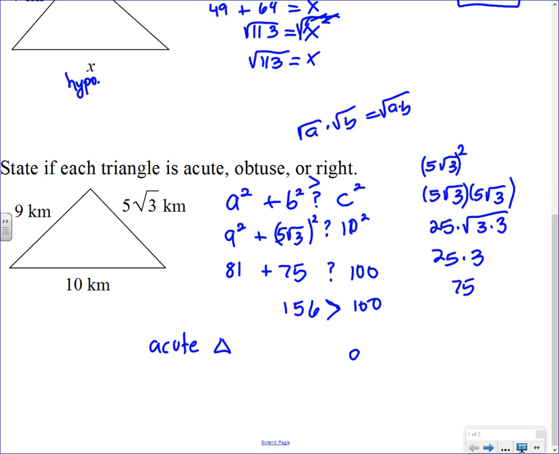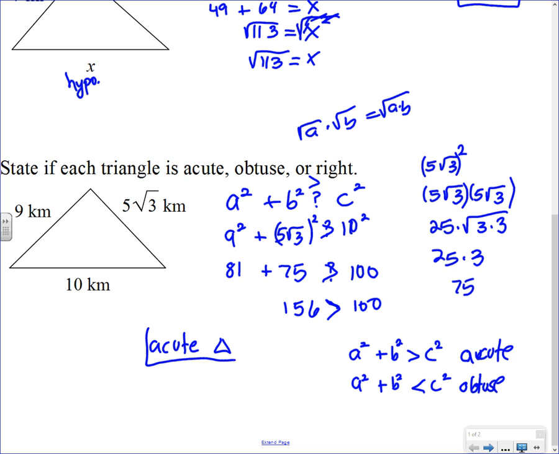Remember, if you have a squared plus b squared and the hypotenuse is smaller, then you have an acute triangle. If you have a squared plus b squared, c squared, and it is larger, then you're looking at obtuse. It's hard to see, but it is the same inequality all the way through. So you have less than, so the triangle will be acute, and that is the answer.